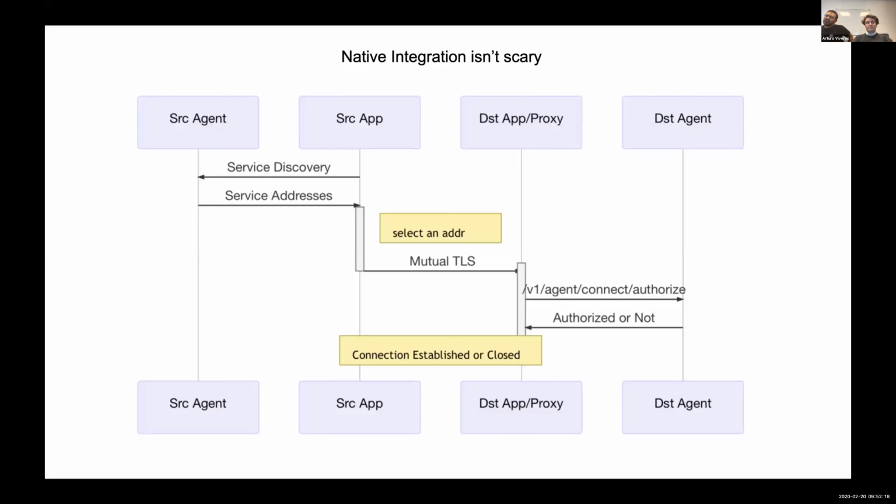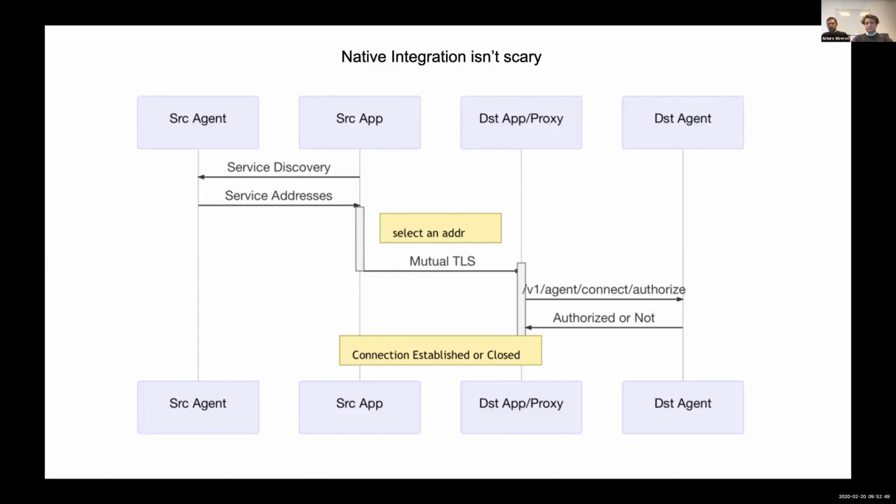And when you start looking at native integration, it might be scary at first. It might be a little bit overwhelming, and okay, this is going to take a lot of work. This is going to be painful, but it is not. It's actually very simple, and it's basically mutual TLS plus an authorization call done through the Consul API towards the Consul agent. So it's a low latency solution, it's a low code solution, and it's something that you do entirely on the application side.